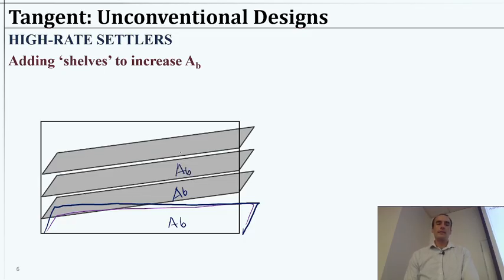So in this example, if each shelf has the same area as the ground, now we have 4 times the area, meaning when we write our design velocity as Q over A, we now can settle particles that are 4 times as slow in this particular scenario. Now, as convenient as that sounds, it's not as convenient to harvest all the particles and keep them from getting back up and suspended into solution.